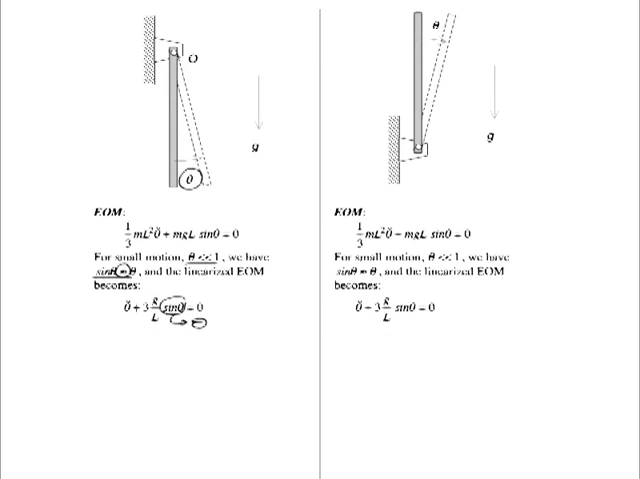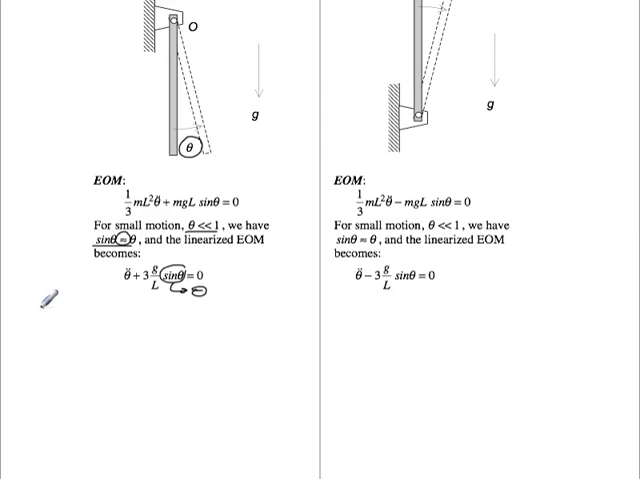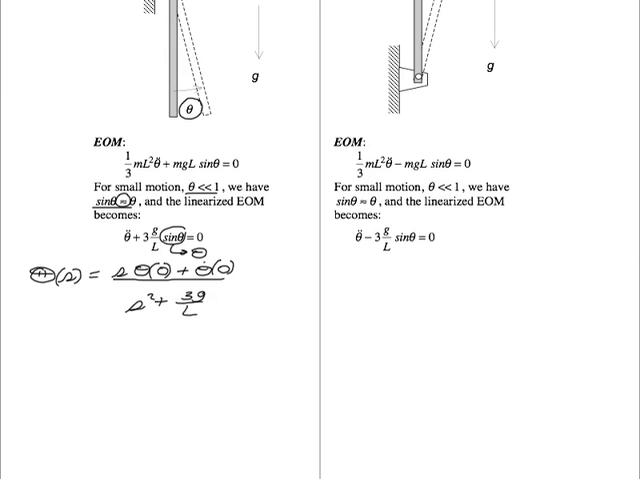So if you take a Laplace transform of that differential equation and solve for the transformed theta, you get S times the initial value for theta plus an initial theta dot, divided by S squared plus 3g over L. So that is our transformed representation of a response for theta.